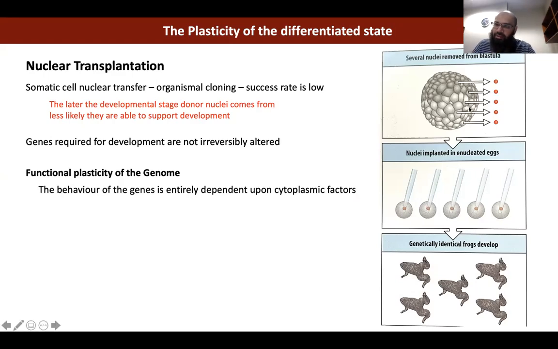But if you take a nucleus from early embryonic stages of life and put it back into the oocyte, it is able to fully de-differentiate and re-differentiate into embryonic stem cells and then develop into identical frogs. So these frogs were genetically identical, and this whole process was known as cloning.